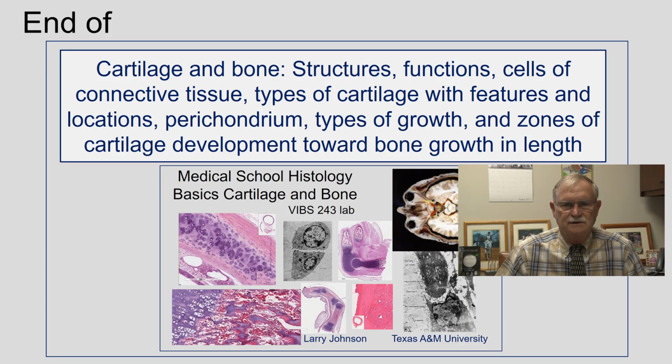This is the end of cartilage and bone structures and functions, cells of connective tissue, perichondrium, types of growth, and the growth of long bone through cartilage. Thank you.